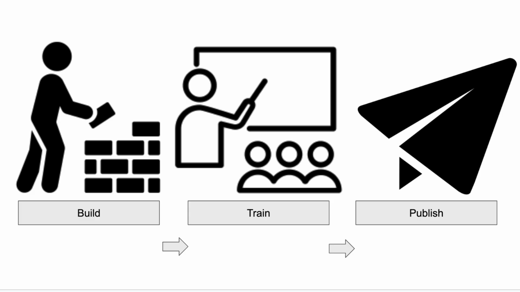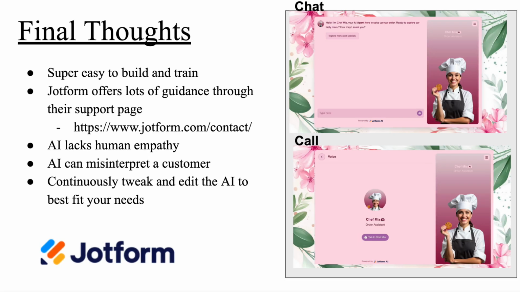So now you've seen how to build, train, and publish an AI agent using Jotform. That said, like with any AI tool, it is not perfect. The agent relies on information you give it, and there may be times it misinterprets what a customer says or doesn't quite hit the right tone. With the right setup and ongoing tweaks, it could be a useful way to automate repetitive tasks and free up your time.